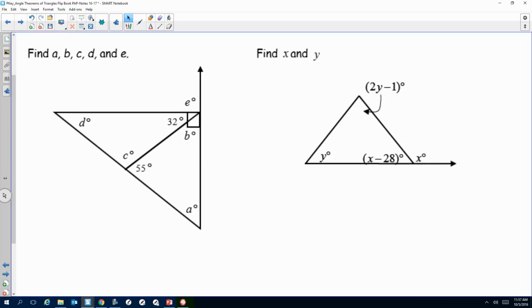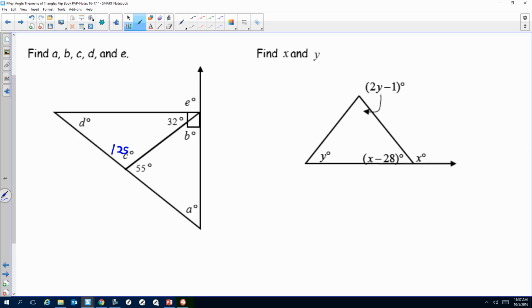All right. Problem solving. On this first diagram, give me some letters that we can automatically just get an answer to. Don, you have one? C. Yes. Very good. Linear pair. C is going to give me 125. C and 55 are a linear pair.